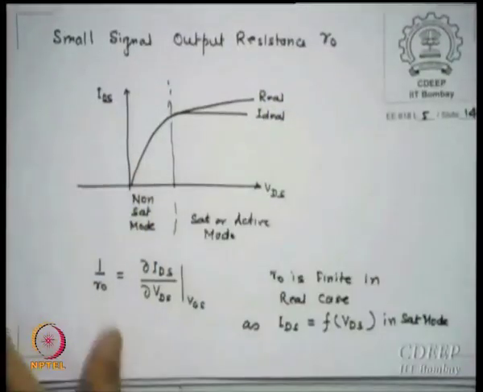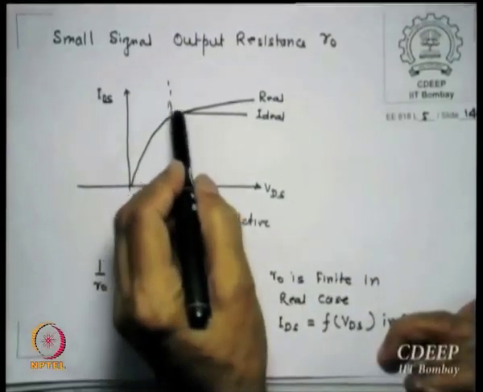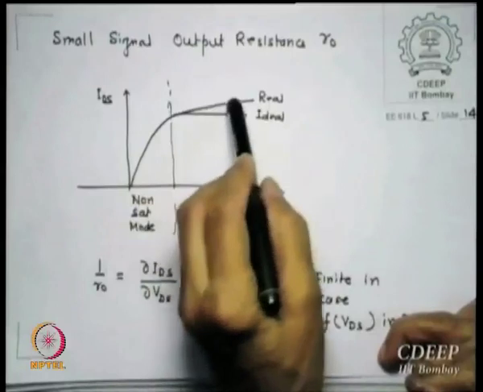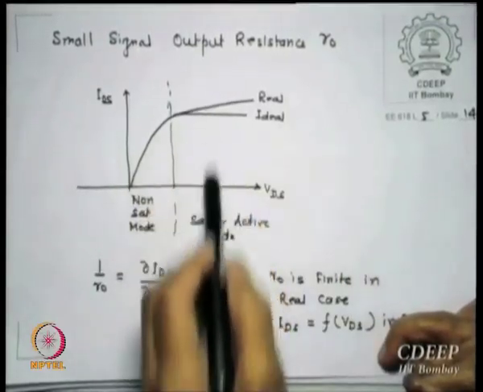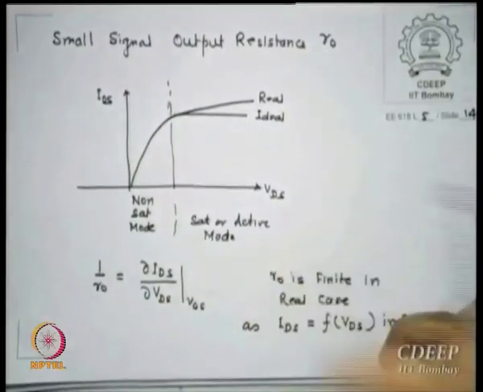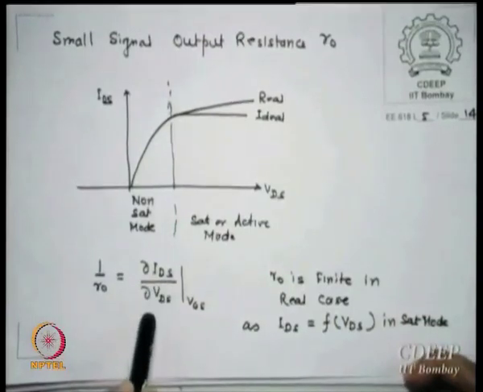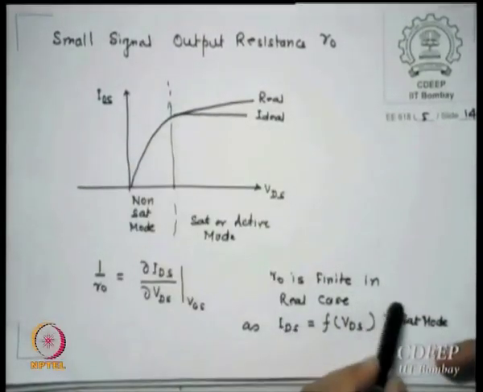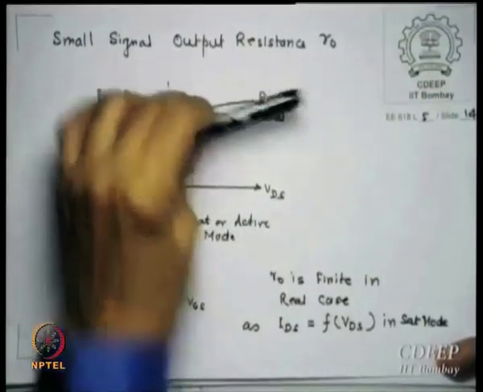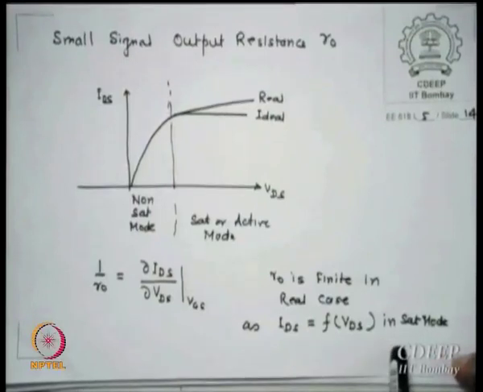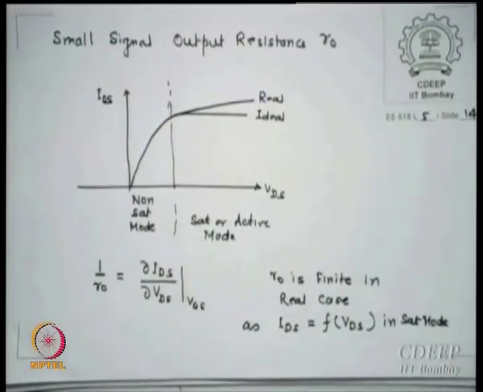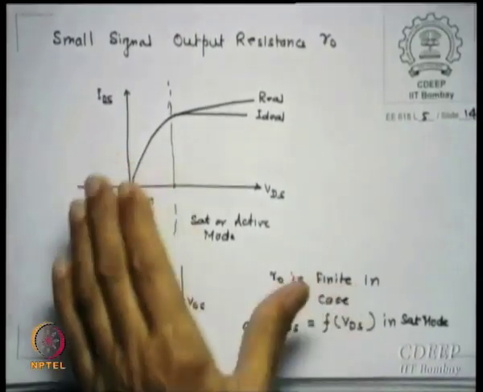Now, before I go to the next gain function, I have not yet talked about that word again, but let me be very clear on that. If you see the IDS versus VDS characteristics in saturation, this is my ideal and this is my real. The slope may not be constant, but for one VDS, I may say it is one value. Now I define R0 as delta VDS by delta IDS, the slope of this characteristic. R0 is finite in the real case because there is a slope, and IDS is a function of VDS. That's the 1 plus lambda VDS term we derived. So there are a few things you should remember, and that is why I am showing you all this. This is a simple characteristic for R0.